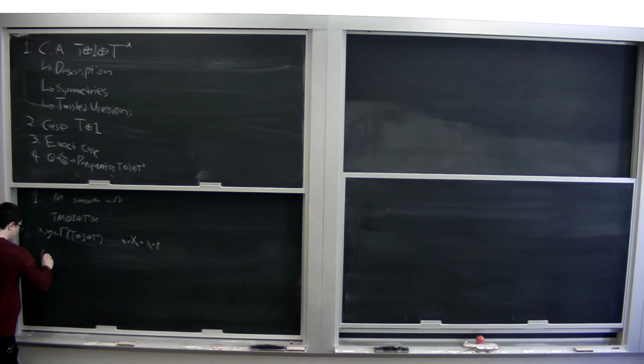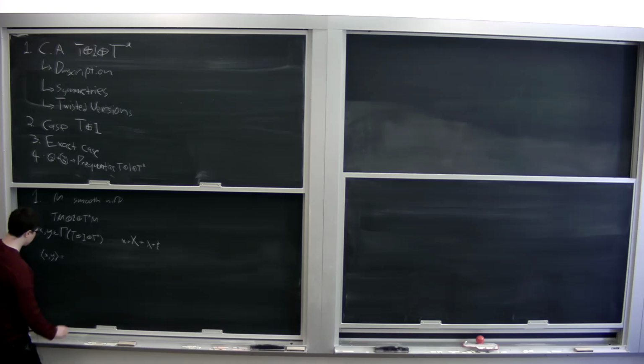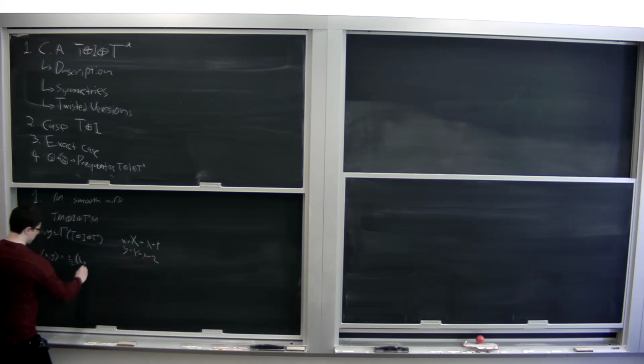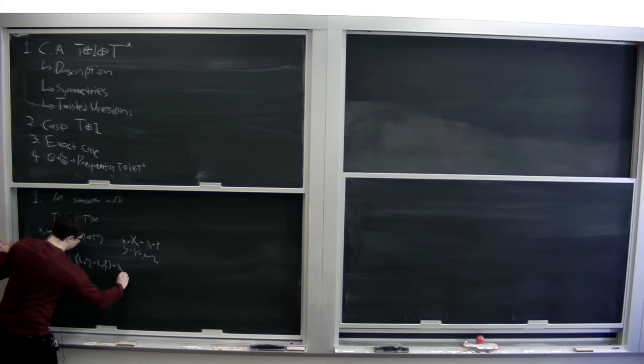So the inner product of x and y, we just get this by inserting x into, well, and I'll also write y is equal to y plus mu plus eta. So we insert x into eta, we insert y into c, and then we just add the product of the functions.